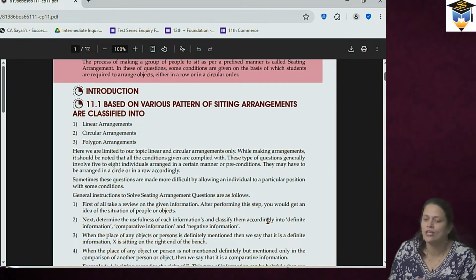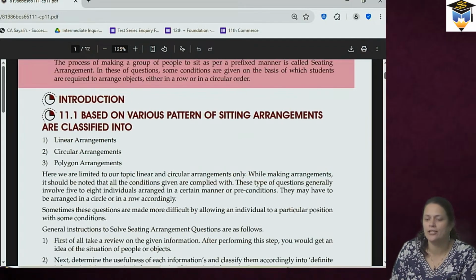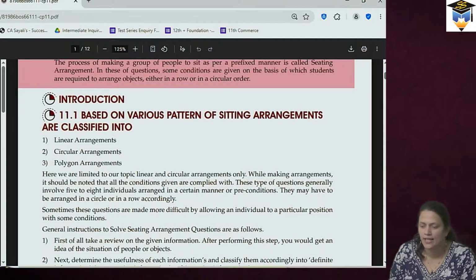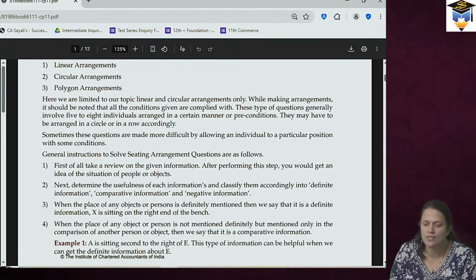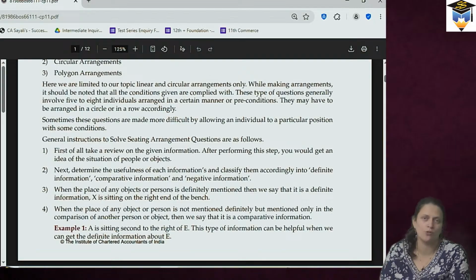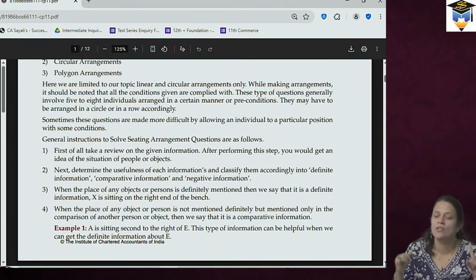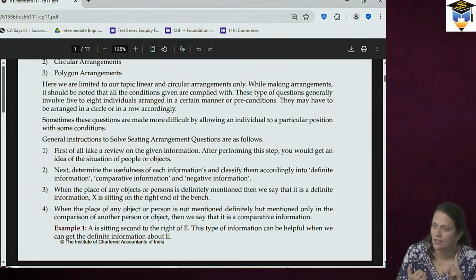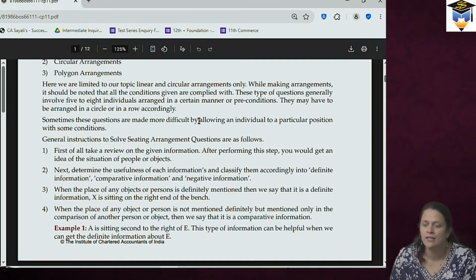Now they have given you general instructions to solve this particular type of questions. Let us go through those general instructions. First of all, take a review on the given information. After performing this step, you would get an idea of the situation. So basically, when you read the question, the first thing that you have to do is find out how many people and how many objects are there. So you have to find out the total number of people.